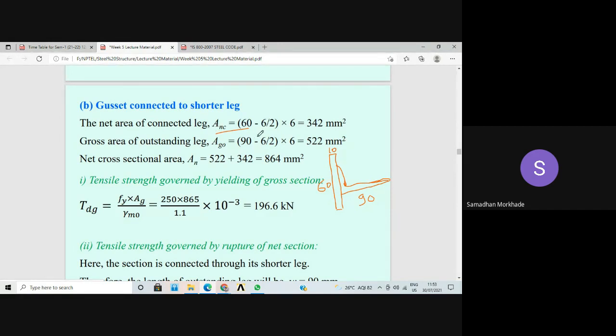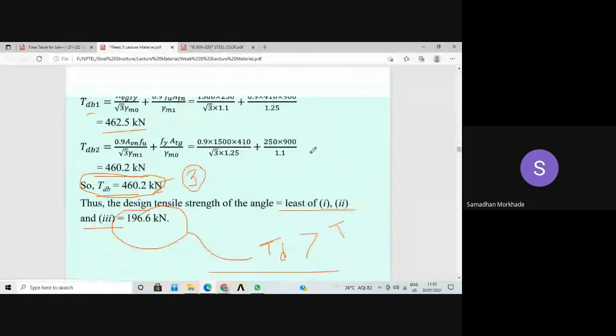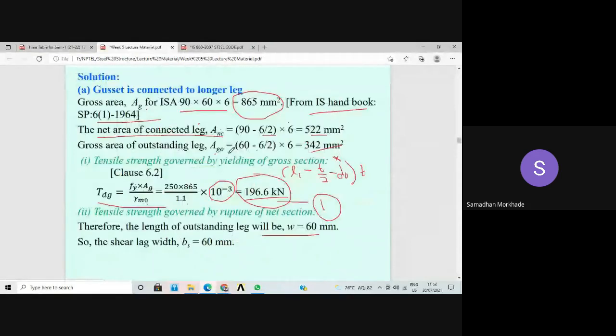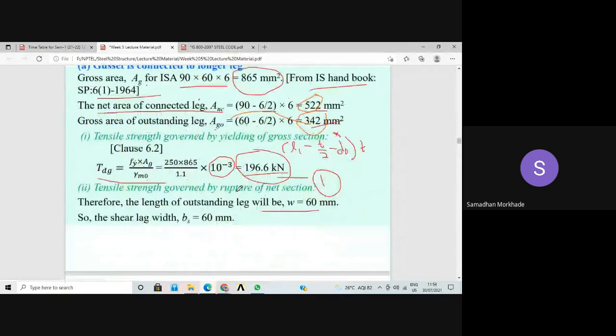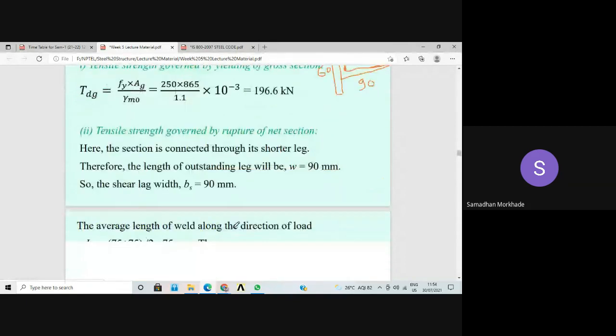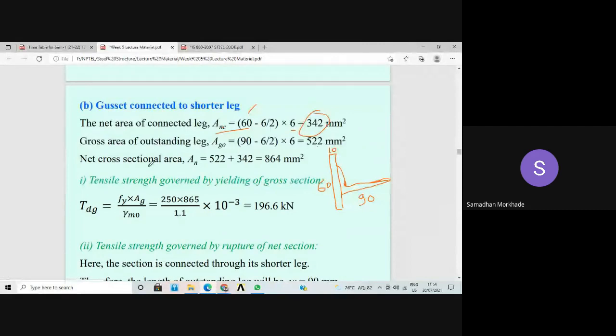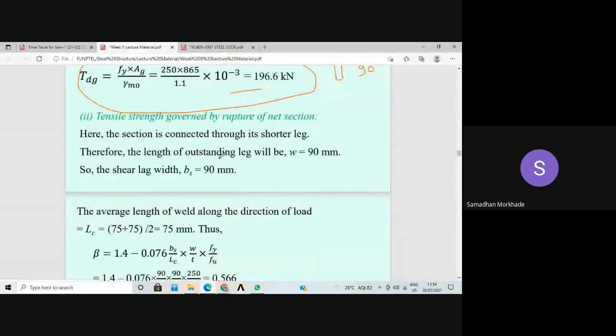So now A and C, 60 minus 6 by 2, into 6. Earlier it was 90, see the difference. So AG naught becomes ANC and ANC becomes AG naught. Here ANC was 522 earlier, and AG naught was 342. Now that AG naught will become ANC, 342. So total is the net area. There will be no difference in TDG, everything is the same. It is 196 in both cases. It is changing over the net rupture and block shear.